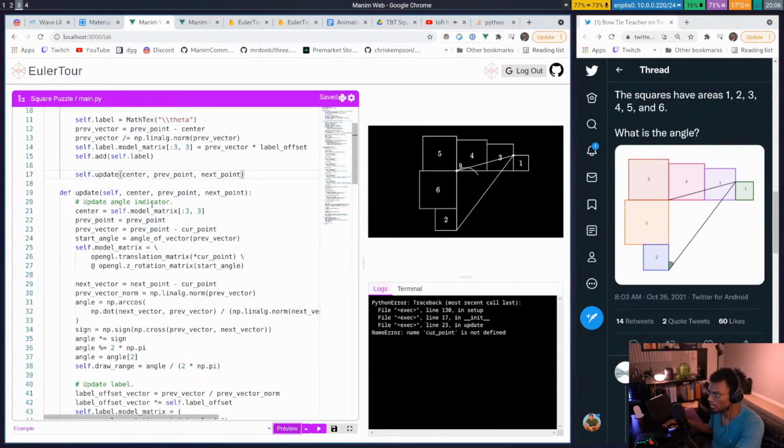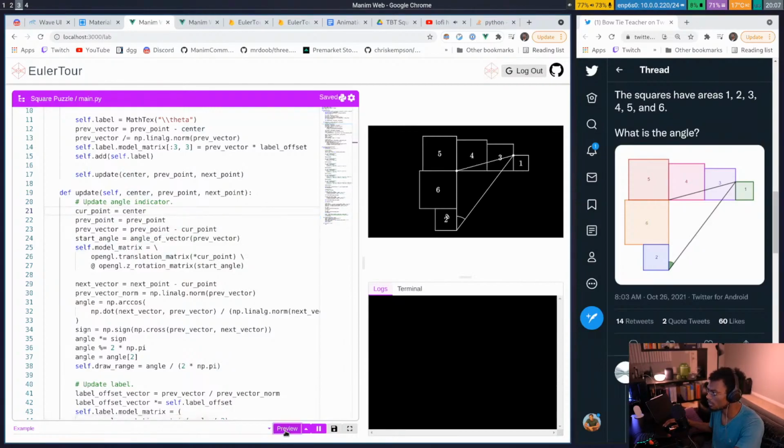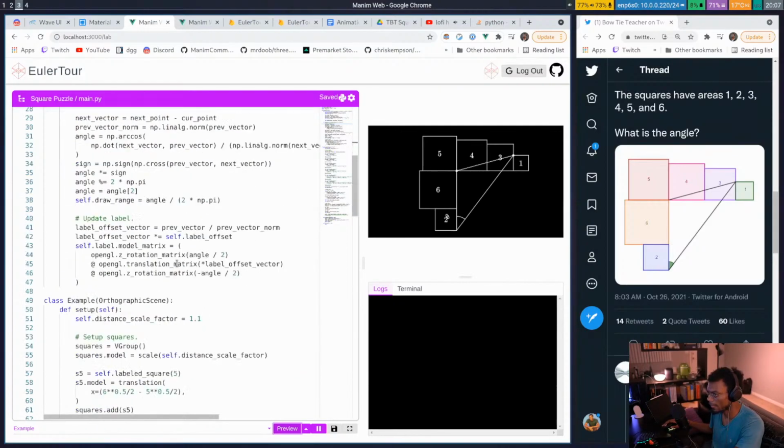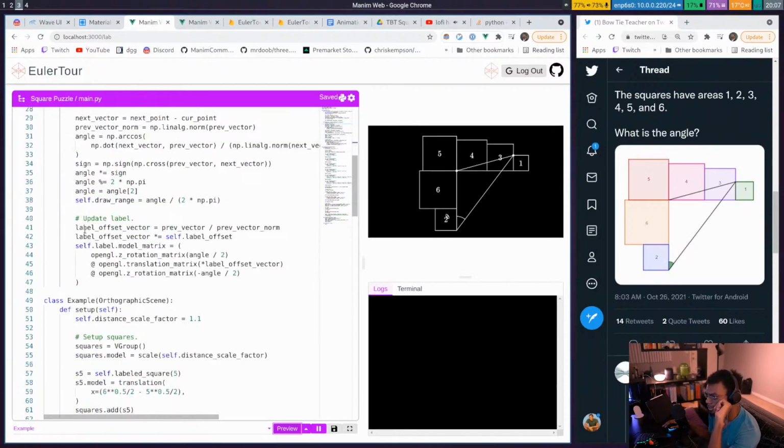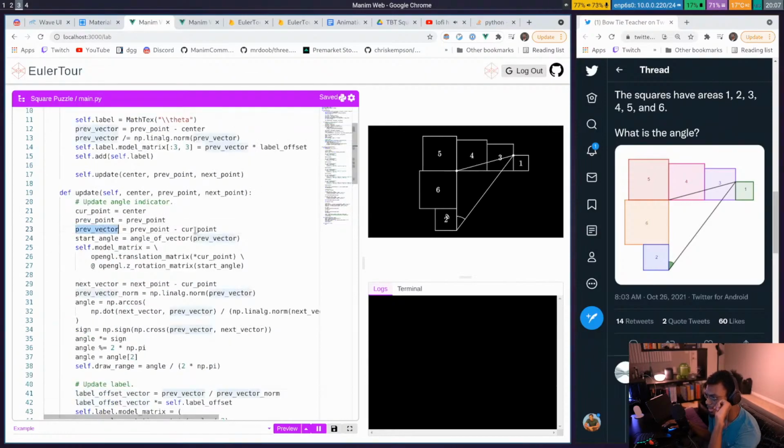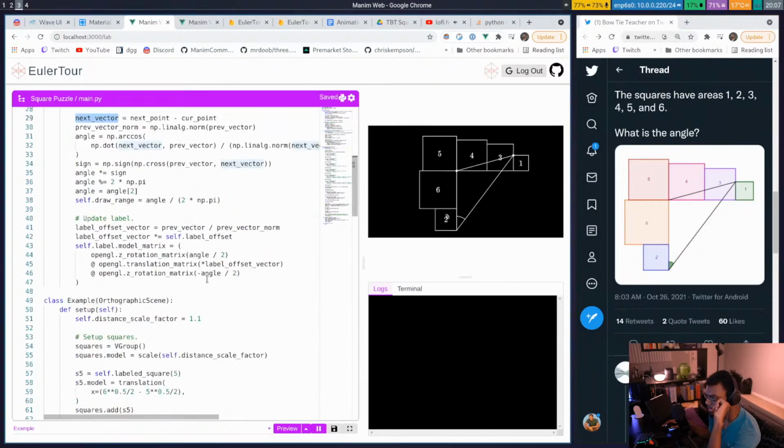Cur point is not defined. Oh, I want to do cur point equals center here. Okay, then the angle works, but the theta is insane. And label offset vector. The pre-vector is based on the current point. The next vector is based on the current point.